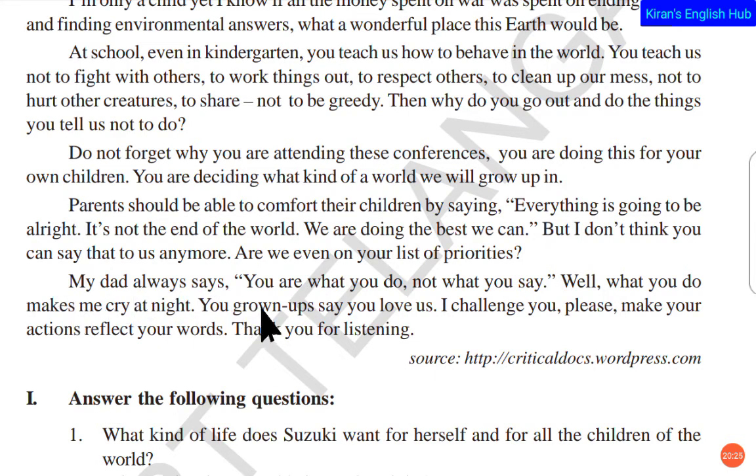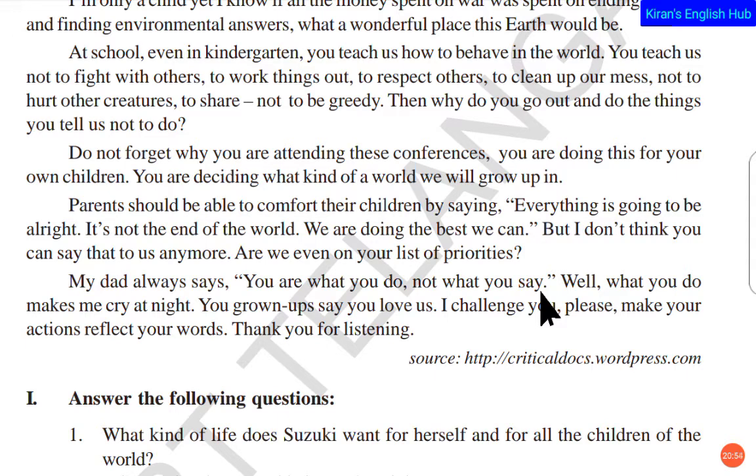My dad always says, you are what you do, not what you say. This is the most important proverb that we usually hear. You are what you do, not what you say. People usually, what do we call them? The drum beaters. They beat their own drum. They say, I am this, I am that, I am great. But what happens in their deeds? They do not do any good to anybody.